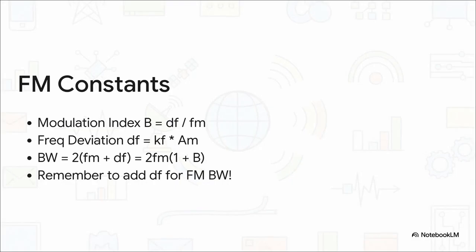Now flip over to frequency modulation, or FM. Here, our modulation index is called beta, and it's equal to the frequency deviation, delta F, divided by FM. The critical trap here is calculating the bandwidth. Please don't mix this up with AM. FM bandwidth is governed by Carson's rule, which states the bandwidth is 2 times the total quantity of FM plus delta F. You literally have to remember to add that frequency deviation in there. You can also write it out as 2 FM times the quantity 1 plus beta. Just don't forget Carson's rule.